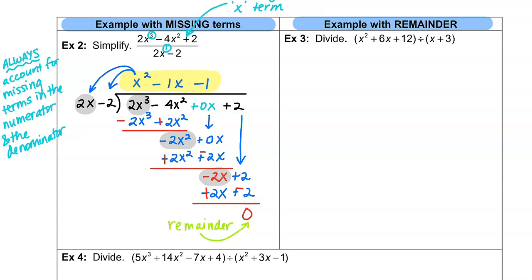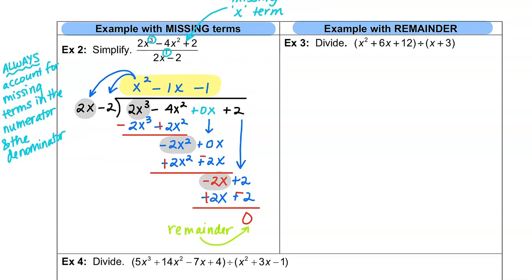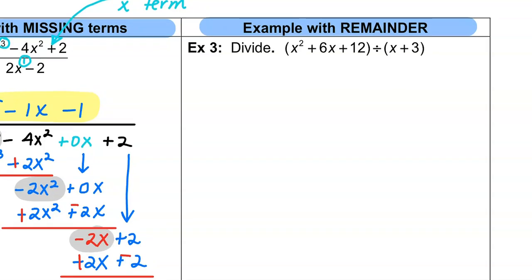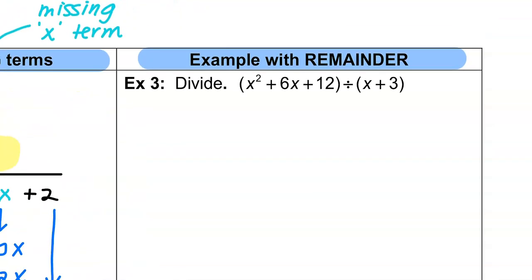Example with a remainder. Now we need to know what do we do when there is a remainder, when there is something left over. So let's take a look at this one. Okay, so whenever we do division, we have to look for missing terms. So in the dividend, that's the first one, what's the degree of this dividend here? Okay, good. It is 2. So then, is there a term to the first power? Yep. Is there a term to the 0 power? Yep, it's this 12. Okay, and so there's no missing terms in the dividend.